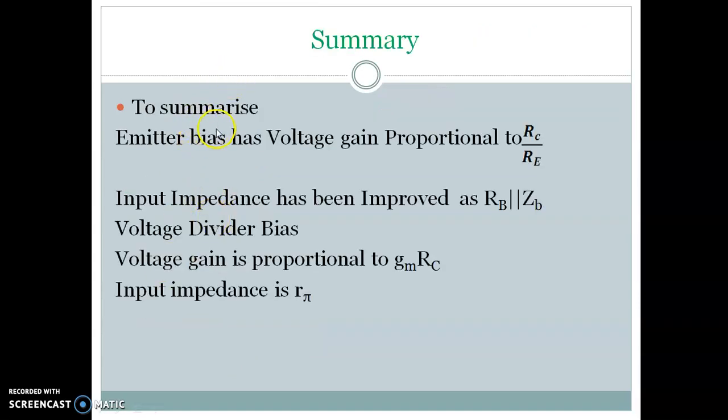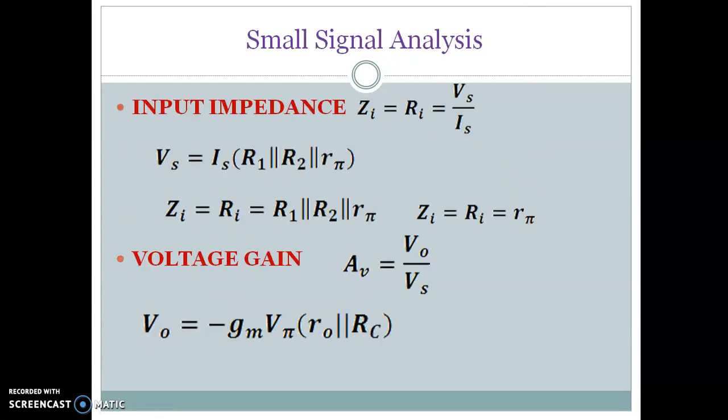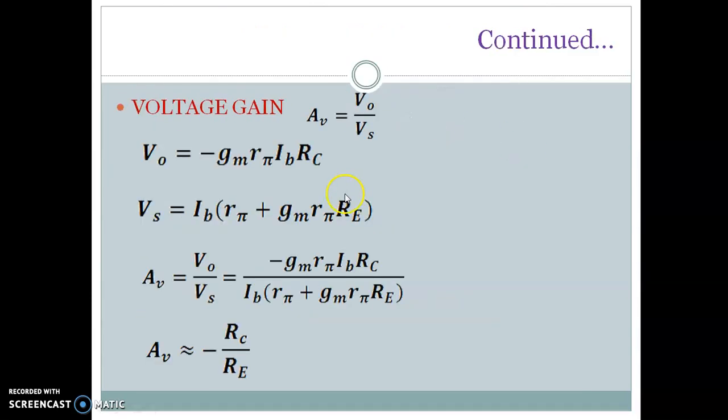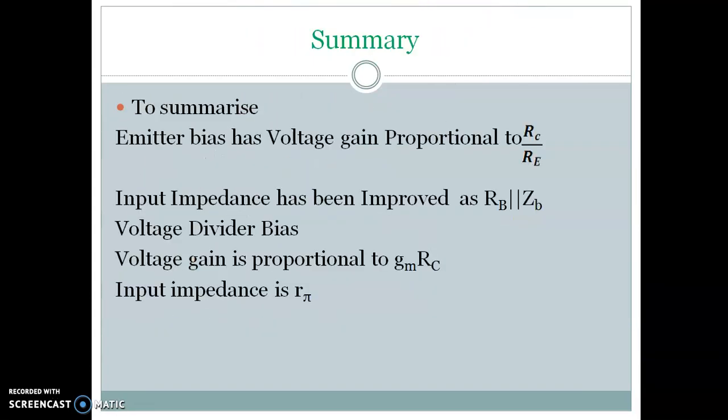So to summarize, in case of your emitter bias, the voltage gain is proportional to RC by RE. You can see here it is minus RC by RE, approximately. This minus sign is because of your input and output being phase shifted by 180 degrees in case of your common emitter configuration. And the input impedance has been improved as it is RB parallel ZB.